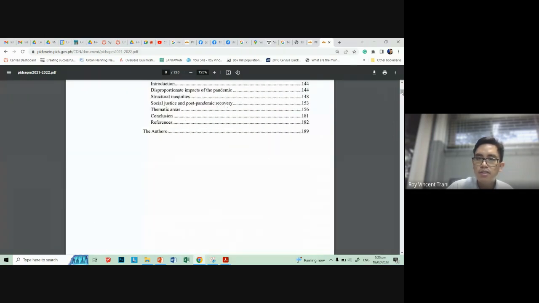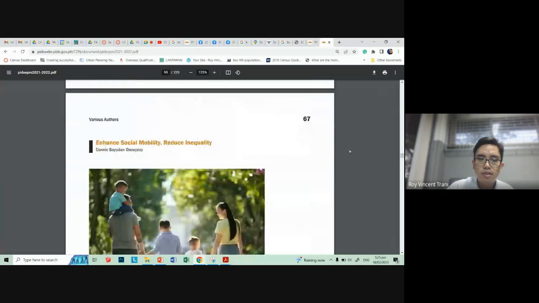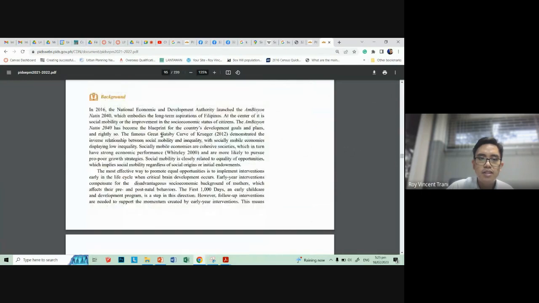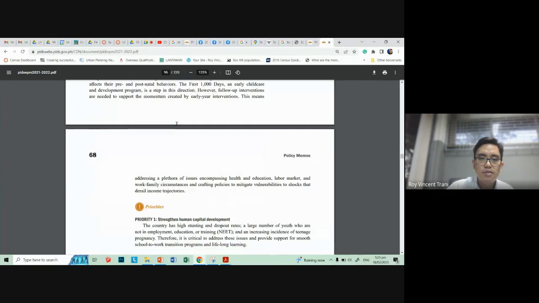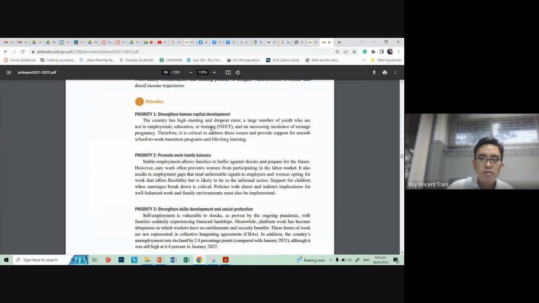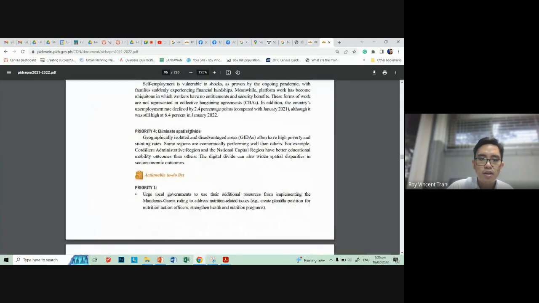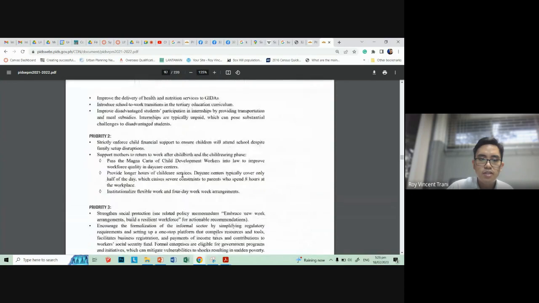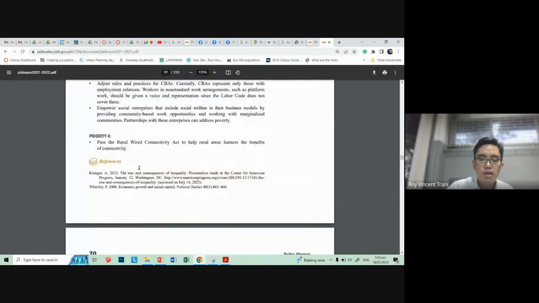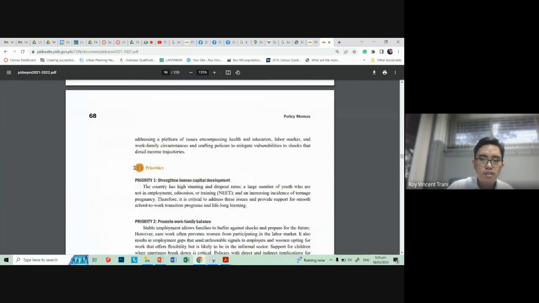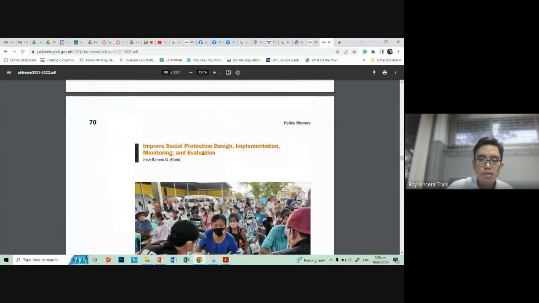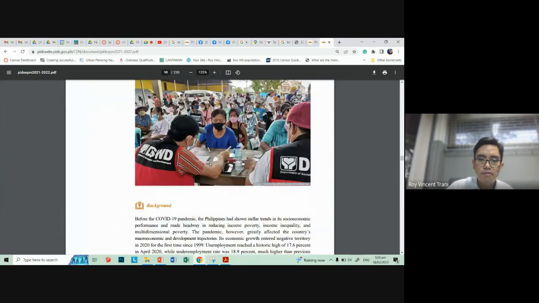Let's go to the middle, around 53. So enhancing social mobility, reduce inequality. So in 2016, National Economic Development Authority launched Ambition Natin 2040. Let's skip here. Strengthen human capital development. And then let's see what are the outputs. Priority 4, actionable to-do list. Hopefully this has any reviews. Oh, it's just a list of policies that were launched. Let's see, let's look at another policy here. Improve social protection design, implementation, monitoring, and evaluation.